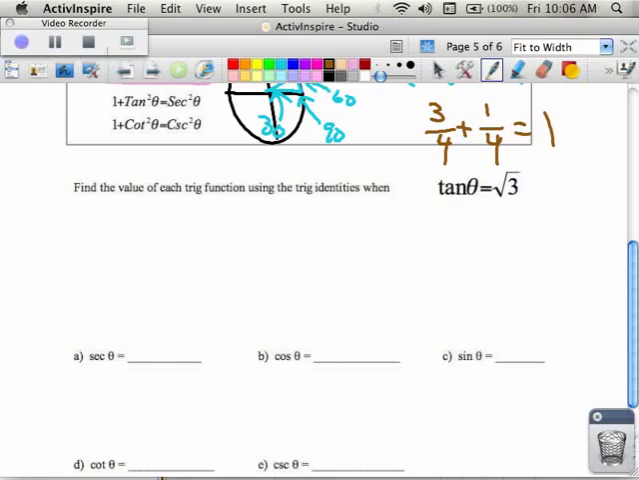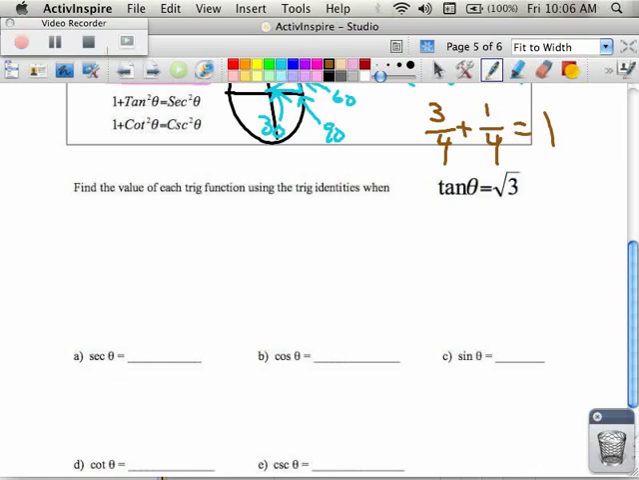No. 1 and 3. Because the tangent is the y divided by the x, which means they either both have to be positive or they both have to be negative. So keep that in mind. Take a look at this next problem.